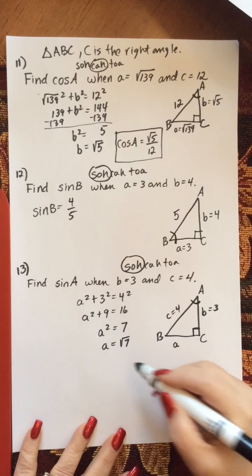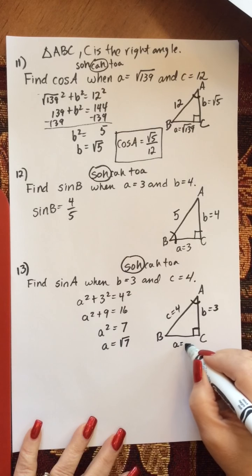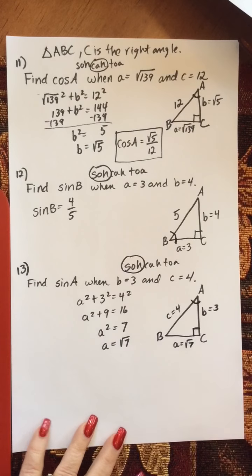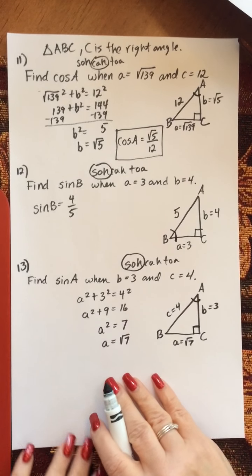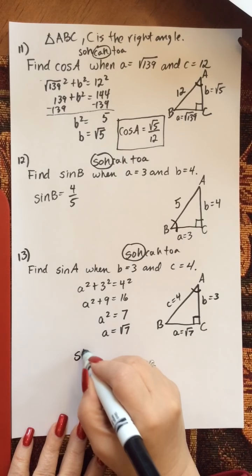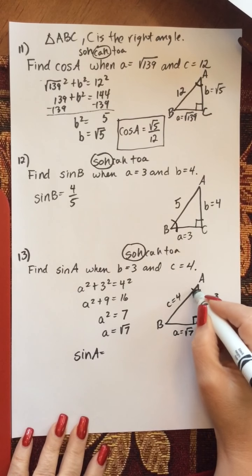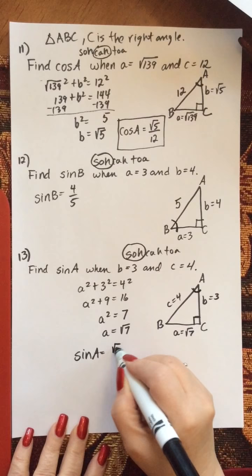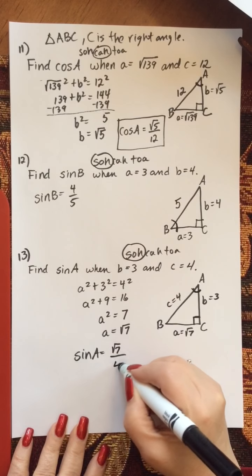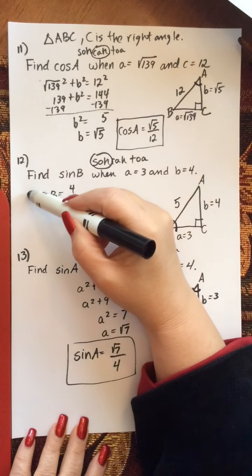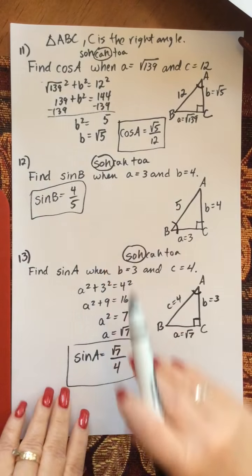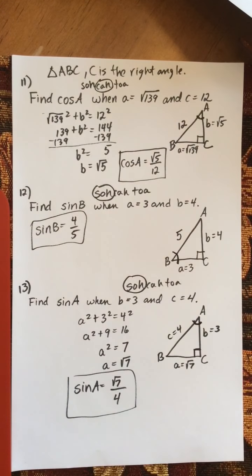Normally I'd say you have to consider being plus or minus, but you're not going to have a negative side to your triangle, so we just know it's positive. So the answer to my problem then would be that the sine of A, here we are at A, opposite, which is square root of 7, over hypotenuse, which is 4. So that would be our answer. All right, we've solved triangles.